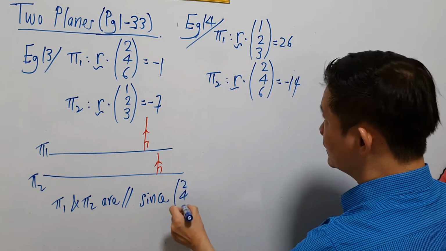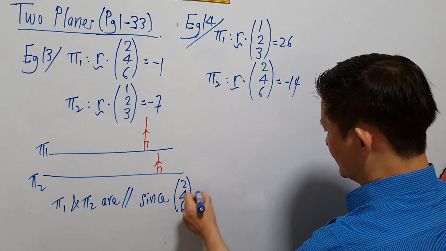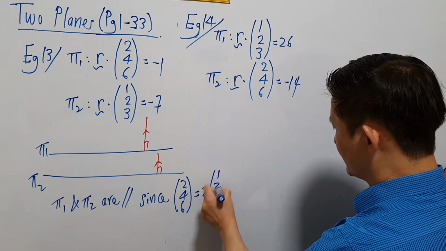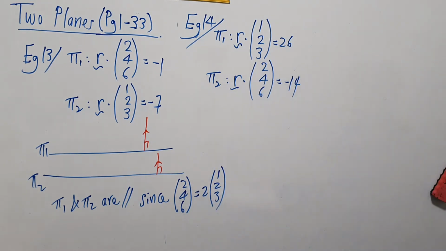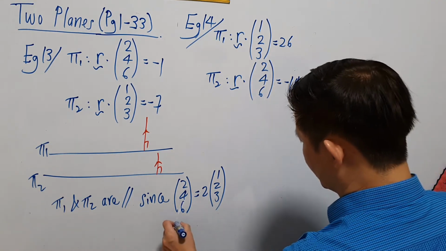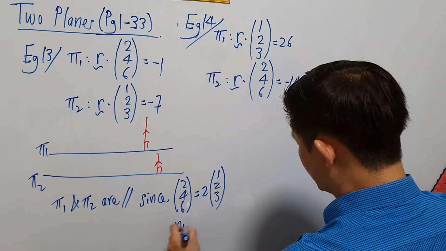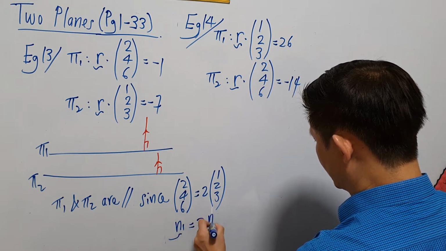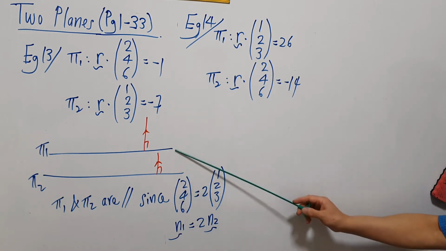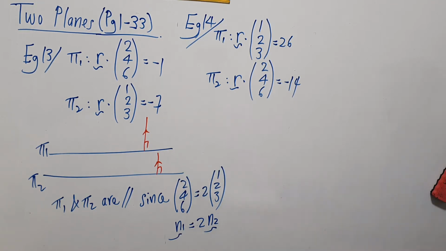since 2, 4, 6 is equal to twice 1, 2, 3. Since the normal vector of the first is twice the normal vector of the second. So this is actually the statement: if one plane has a normal which is parallel to the normal of a second one, that means these two planes are parallel to each other.